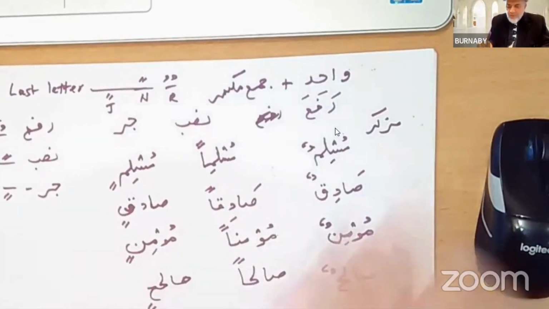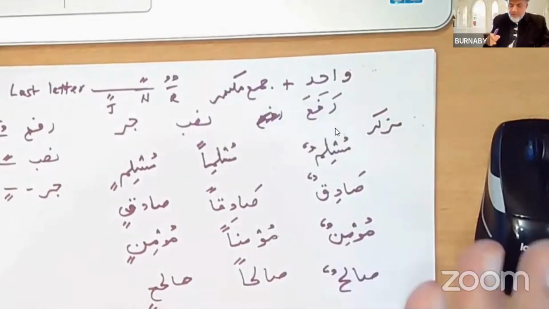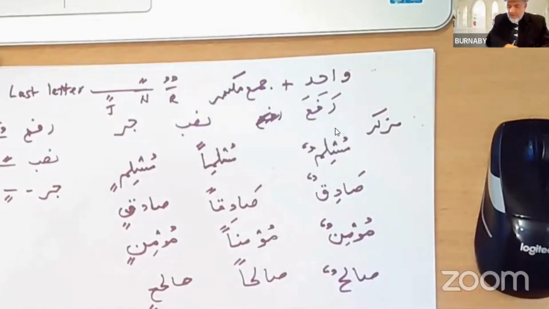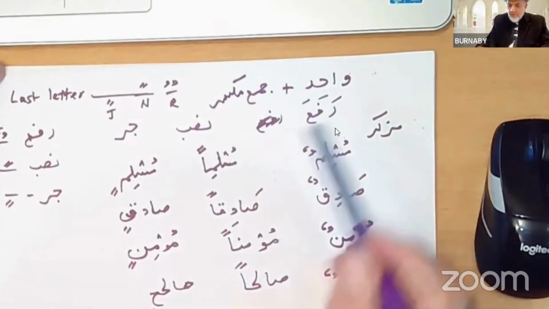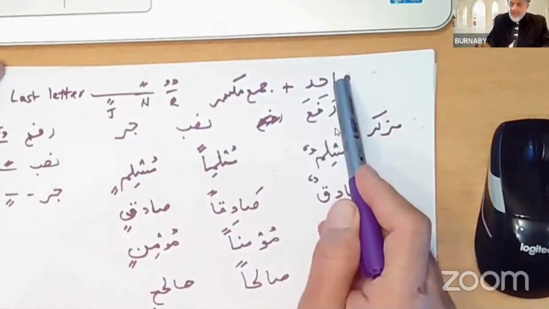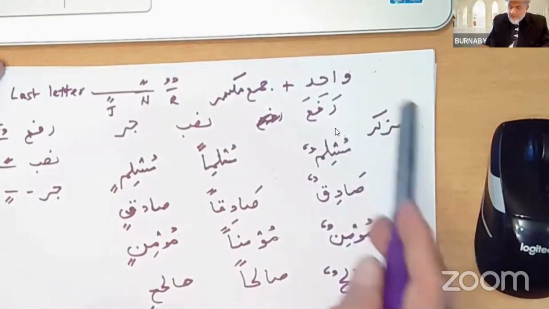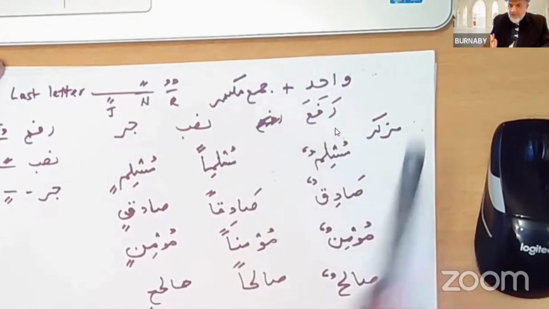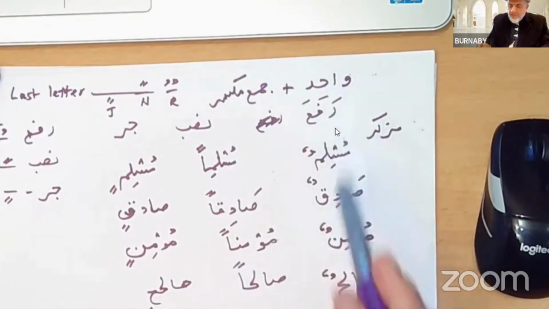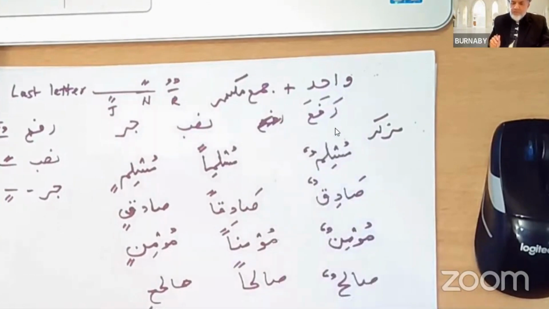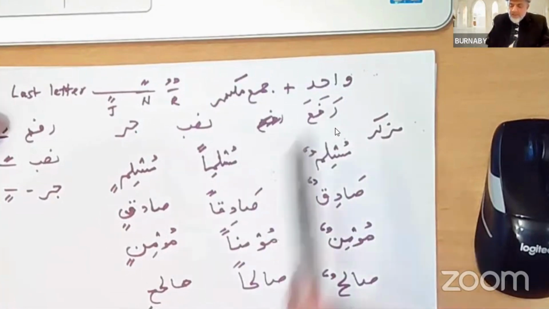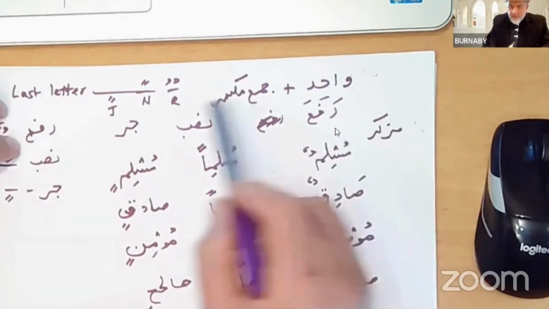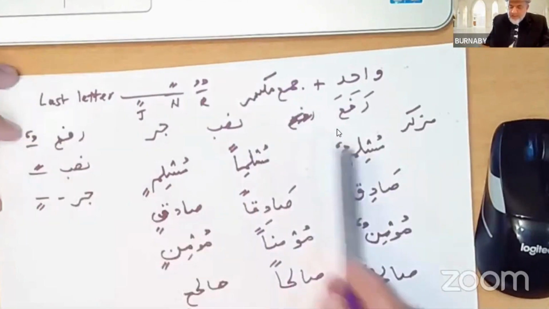So I said to you, before we get into the complex stuff, if you look at a noun, first thing you look at is the number. There is a reason to look at the gender also, but in the Wahid and Jama Mukassar category, the gender is not that important. All we need to know is whether this noun is Wahid or Jama Mukassar. Then as soon as you know, your rule is look at the last letter.